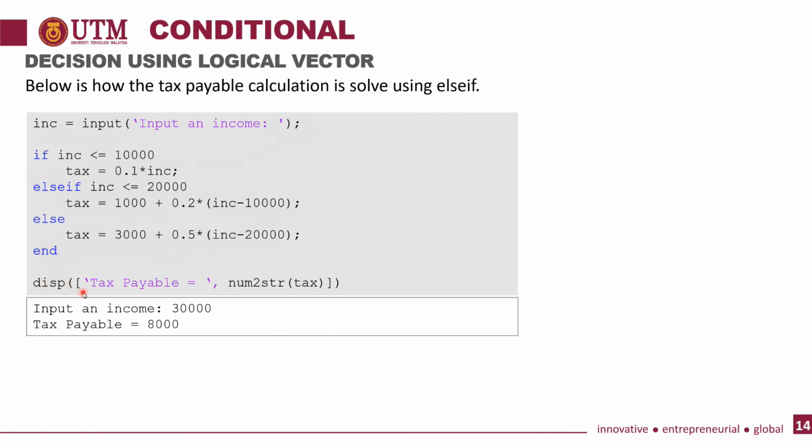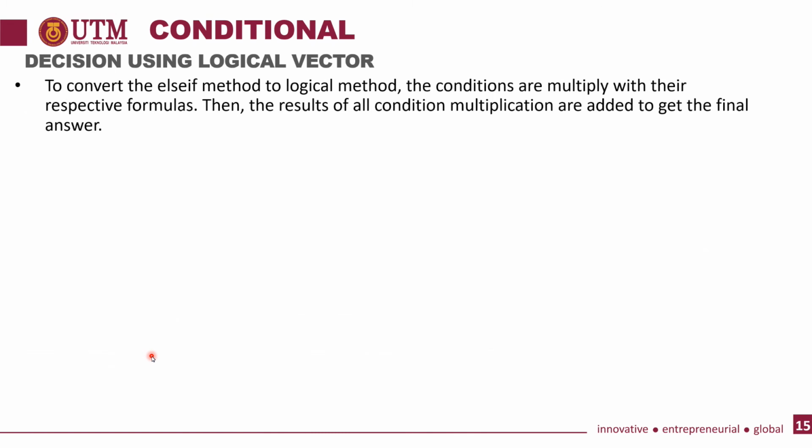Lastly, you need to display the tax payable equals to, and then num2str tax. You need to use the conversion from number to string in order to display the value here. It will display "input an income", so you give the input of your income, which is $30,000, and it will calculate it for you. For the if else condition, you need to put if, else if, else, and end. Right now you need to use else if because you have 3 different conditions. So what if you wanted to use a logical vector, and how would you use it?